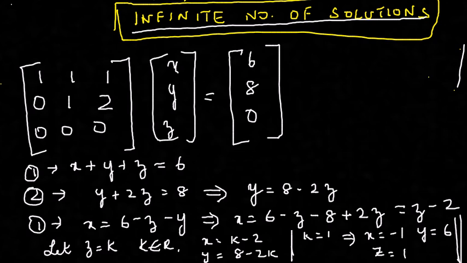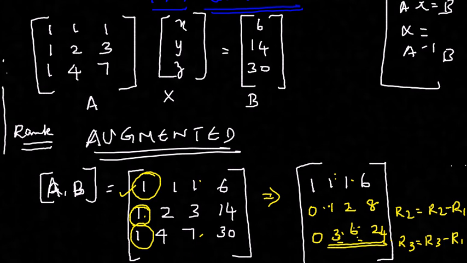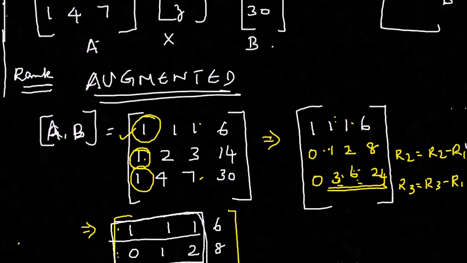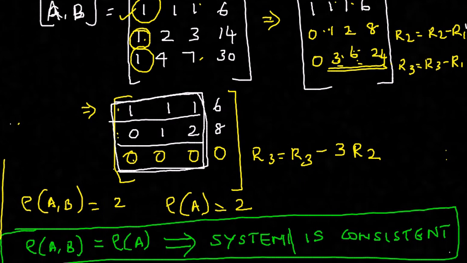So let me quickly recap what we have done. We had to prove that the system was consistent. So what we did was we first wrote this in a matrix form, and then we wrote the augmented matrix, that is A and B together. Once we got the augmented matrix, we brought it to the echelon form. Once we brought it to the echelon form, we saw that the rank of A and B, the augmented matrix, is equal to the rank of A alone, which is 2. Therefore, when the rank of A and B is equal to rank of A, the system is said to be consistent.